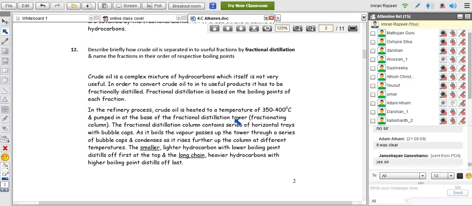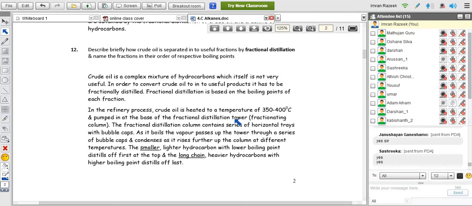So crude oil is a mixture of hydrocarbons which itself is not very useful. In order to convert the crude oil into useful products, it has to be fractionally distilled. Fractional distillation is based on the boiling points of each fraction. In the refinery process, the crude oil is heated to a temperature of about 350 to 400 degrees Celsius and pumped in at the base of the fractional distillation tower.